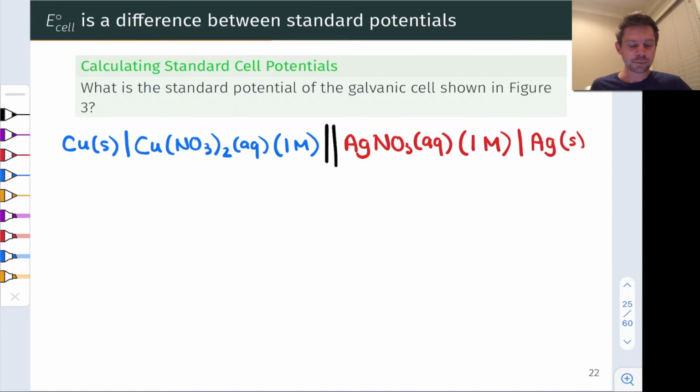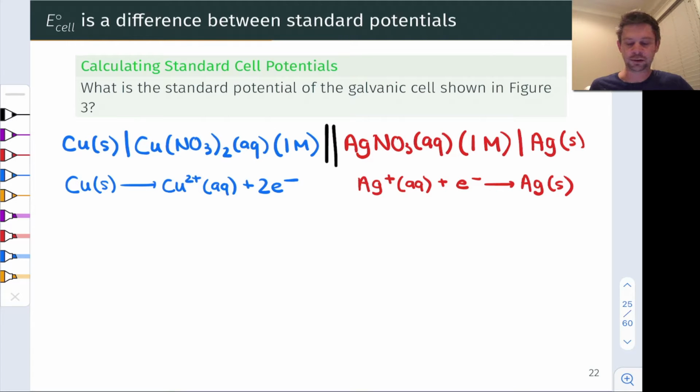Now, what we can do with each of these half cells is first, and I highly recommend this, write the half reaction that's occurring in that half cell in the sense that it's occurring. So for example, in the copper half cell, which is the anode, copper is undergoing oxidation to copper 2 plus and 2 electrons, and on the silver side, in the silver half cell, silver 1+ is undergoing reduction to form silver metal.